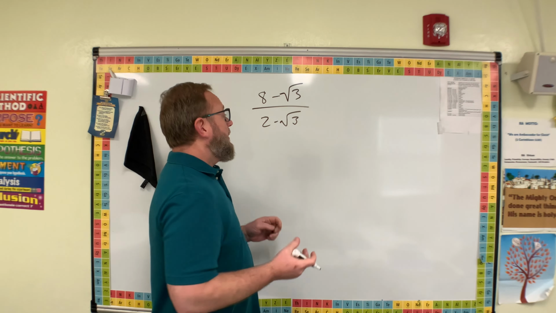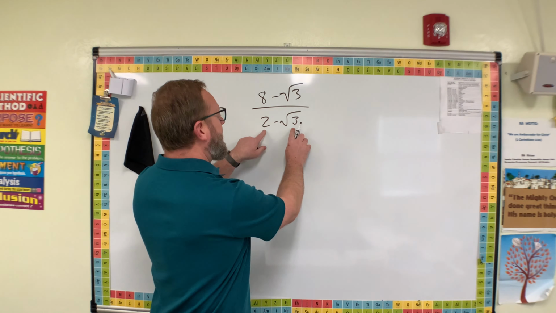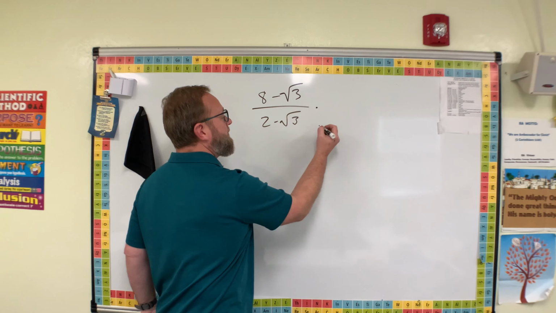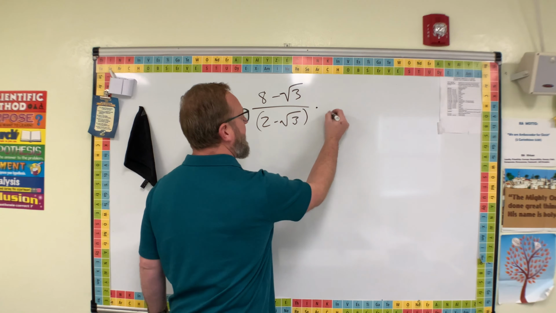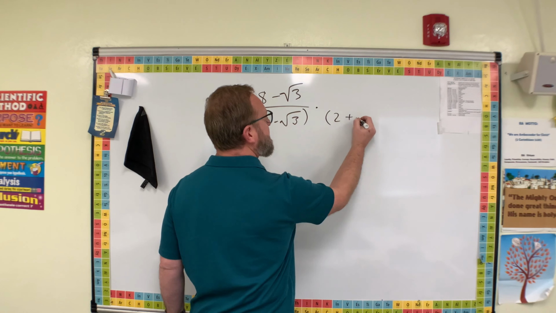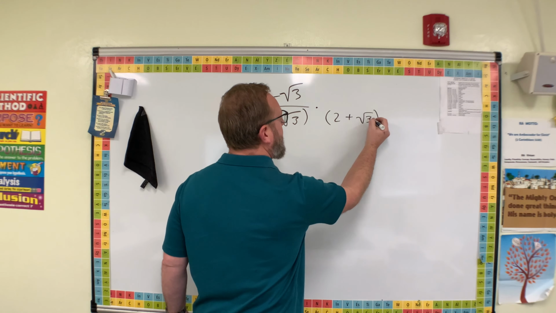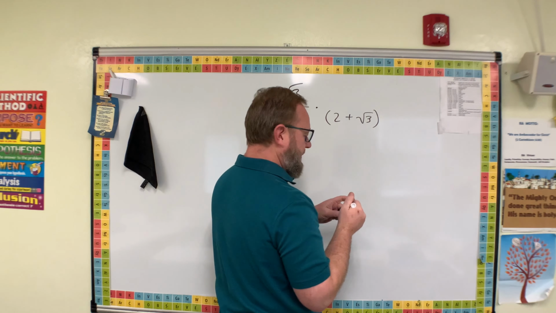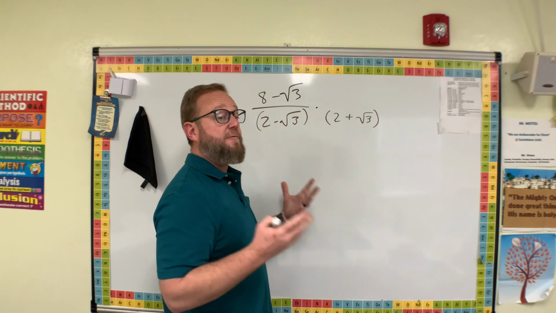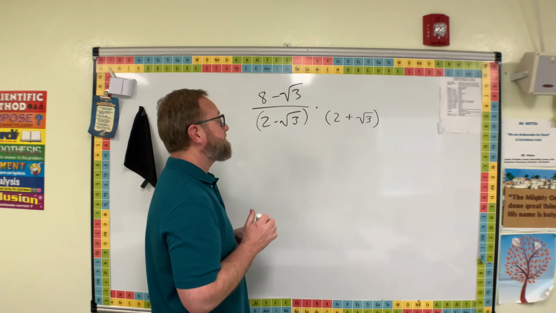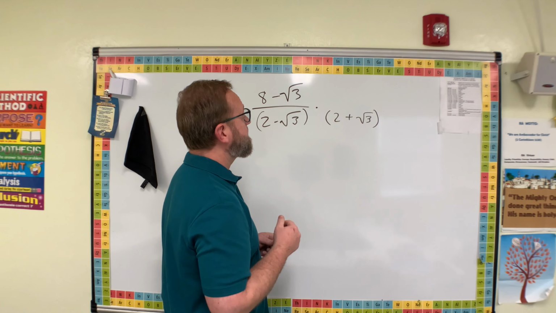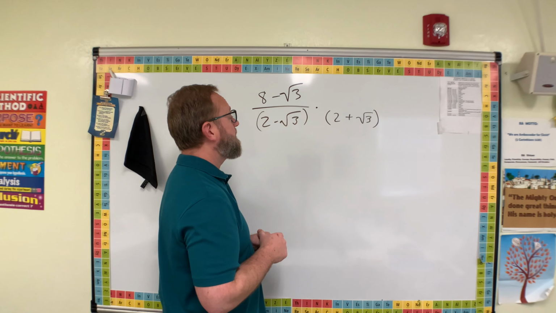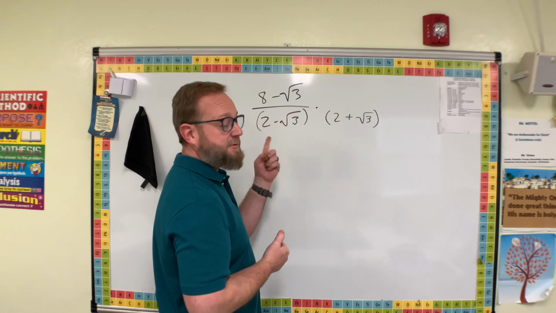So we take this, and we're going to multiply it by 2 plus square root of 3. Now, where am I getting this format? 2 minus square root of 3, 2 plus square root of 3. Remember, those were the perfect square factorials that we were working on. Why wouldn't you just multiply by 2 minus square root of 3? Because then I'm going to still have square roots in the bottom.